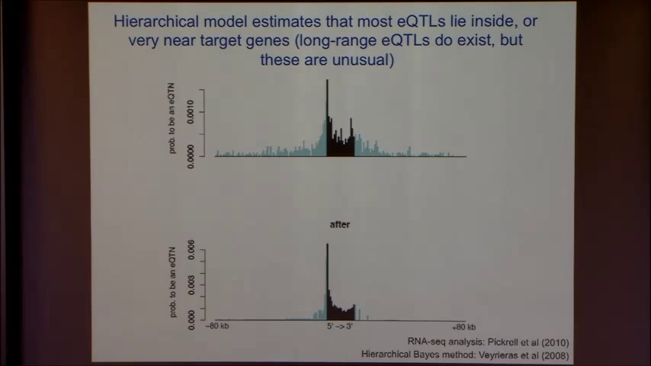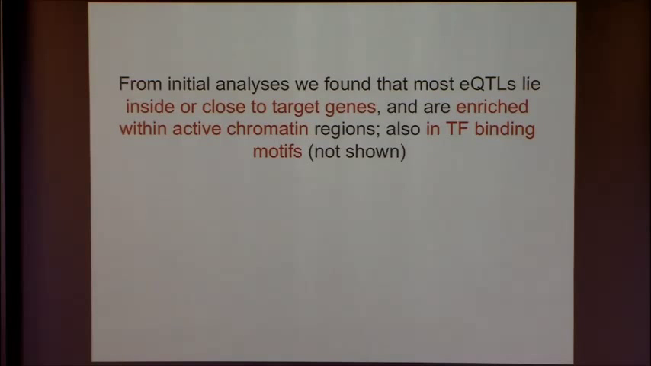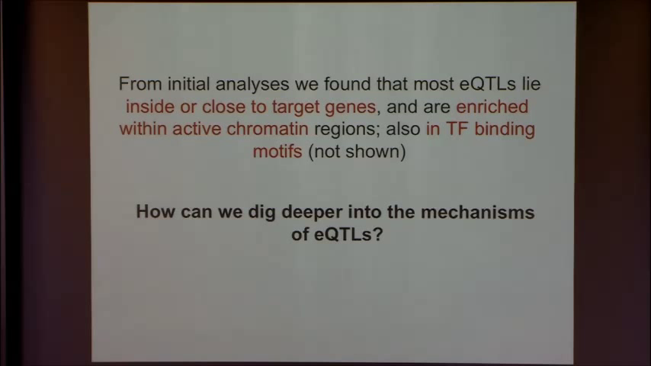Okay. So to summarize quite a lot of other work that we've done, we found that most EQTLs lie inside or near to their target genes. We also find that they're enriched in active chromatin regions and in transcription factor binding motifs. But in some ways, just doing computational analysis of the EQTLs was a bit unsatisfying because we found it was really hard to make sense of the vast majority of EQTLs. And so the next question was how to dig deeper into these mechanisms.